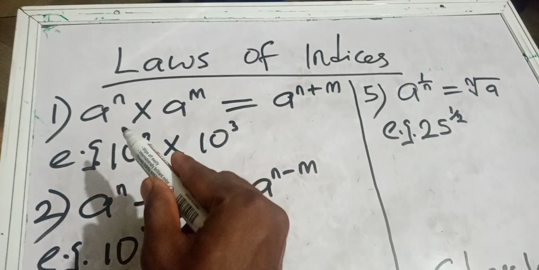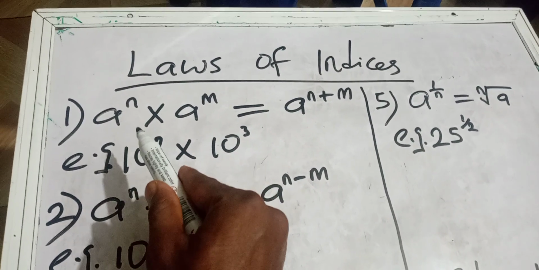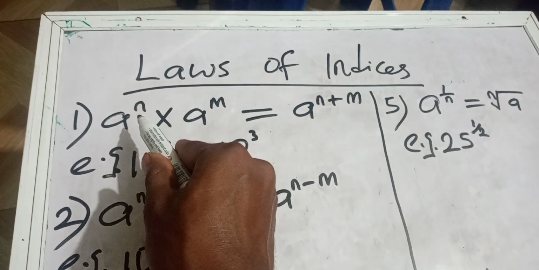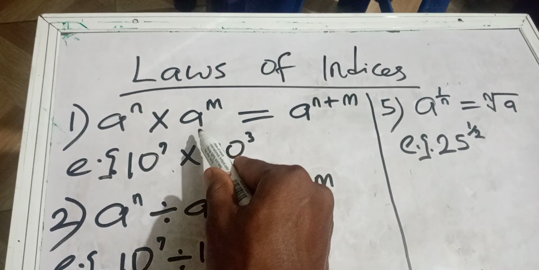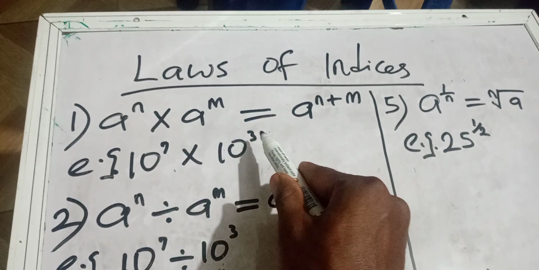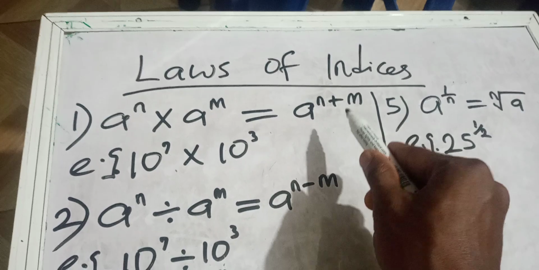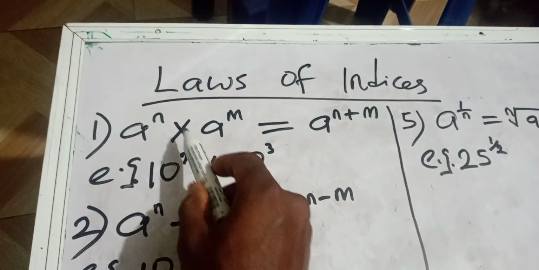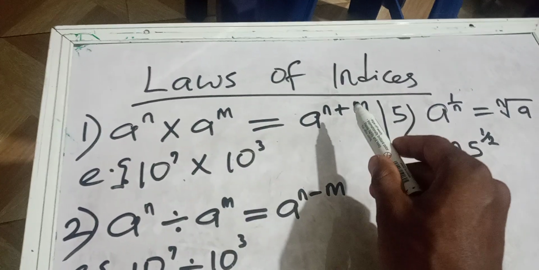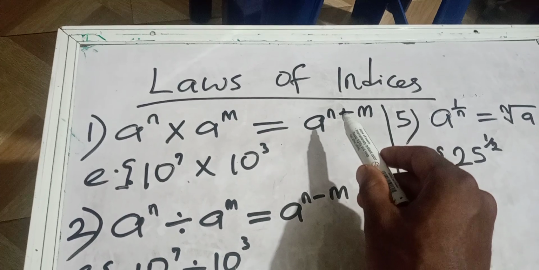In the multiplication law, we have that a raised to the power n multiplied by a raised to the power m is equal to a raised to the power n plus m. The multiplication law says that when you have multiplication, you're going to add the exponent.